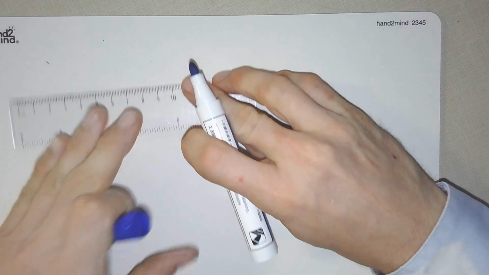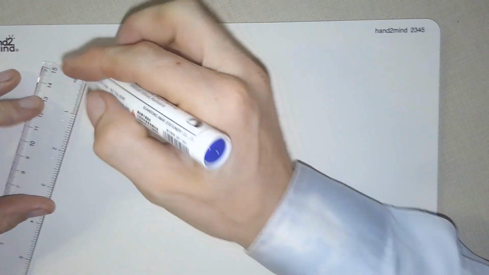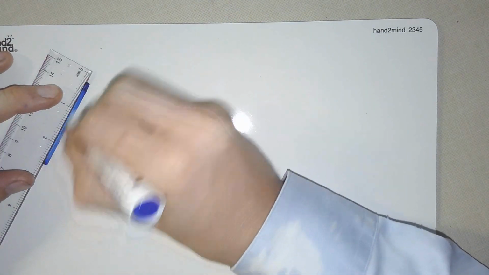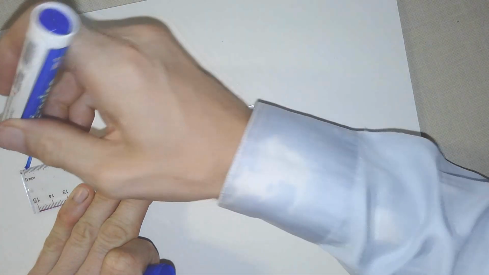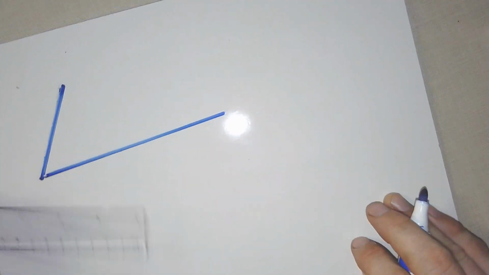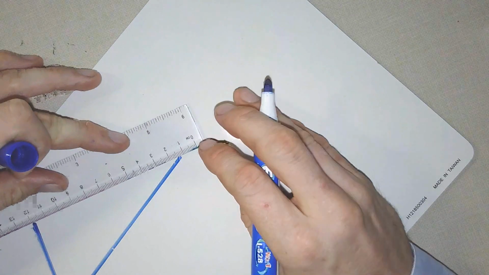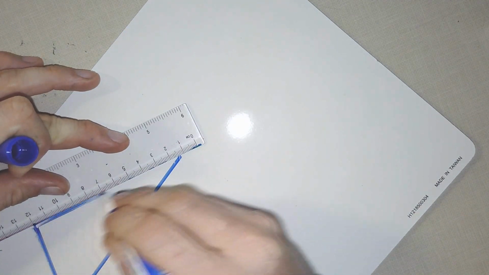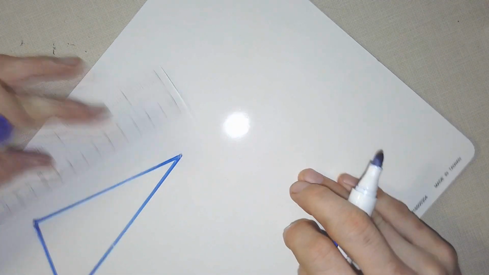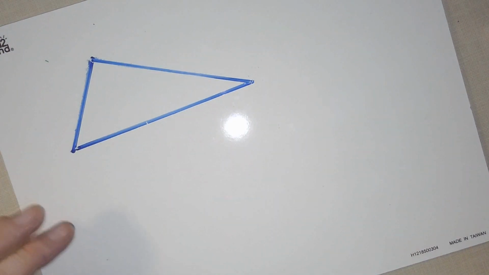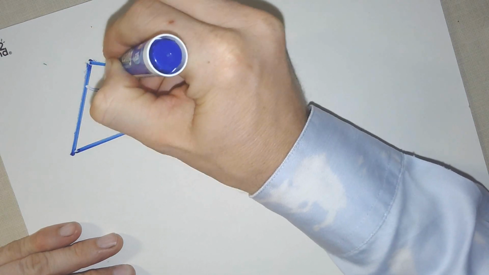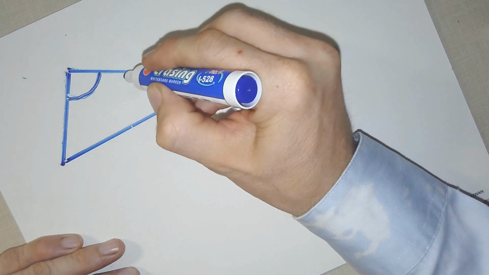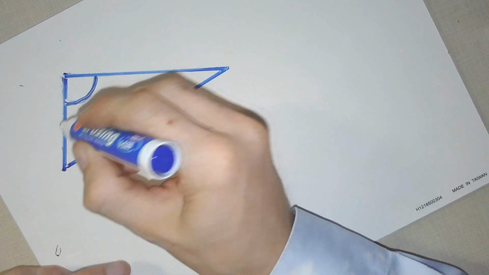All right, so we have a triangle. Let's make a short edge like that, and a long edge like this, and then another long edge like this. It's kind of a weird triangle, not super weird, but it's still a triangle. And let's say I know this angle, I know this side, and I know this side.